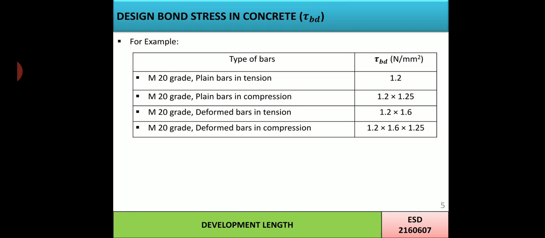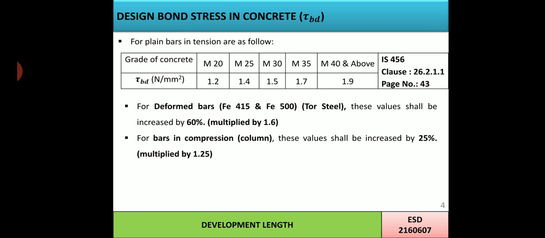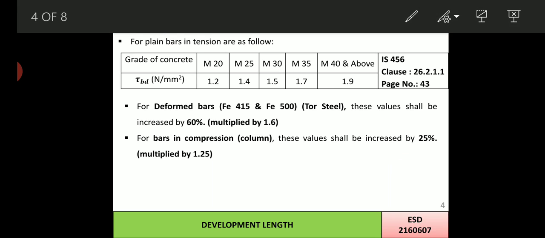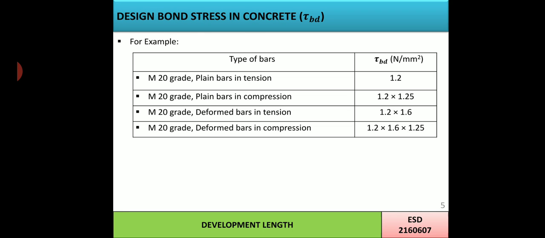Let's understand this by some examples. For example, M20 grade plain bar in tension. Now for simplification I have taken M20 as a common grade in all 4 examples. We have seen over here in this table the value of tau bd for M20 is 1.2. So first of all the value of tau bd is 1.2, and as the bar is plain and in tension, we can directly use the value of the table.